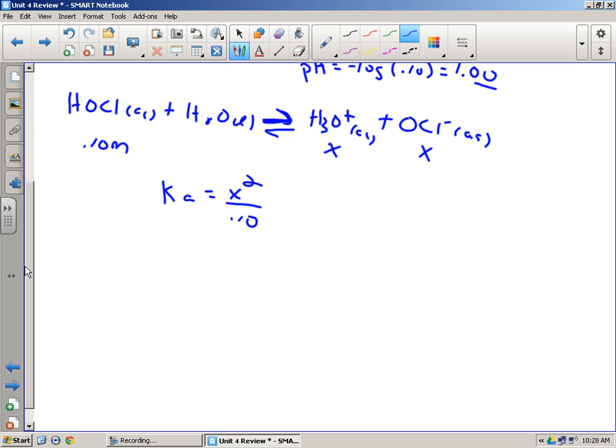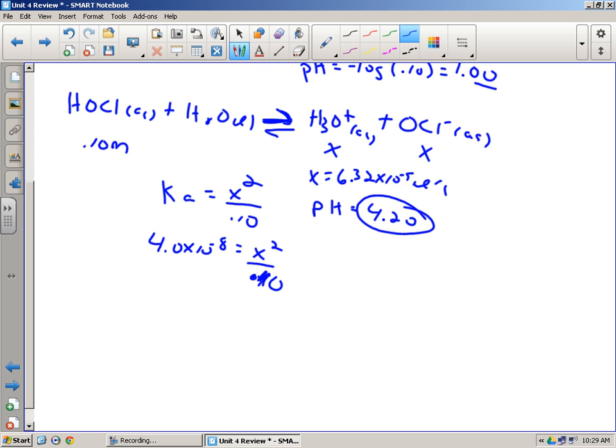So we put in 0.10 molar here. Ka in this one works out to be 4 times 10 to the negative 8, which is x squared over 0.1. X works out to be about 6.32 times 10 to the negative 5 moles per liter. And of course the pH would be the negative log of that. It works out to be 4.20, all said and done.